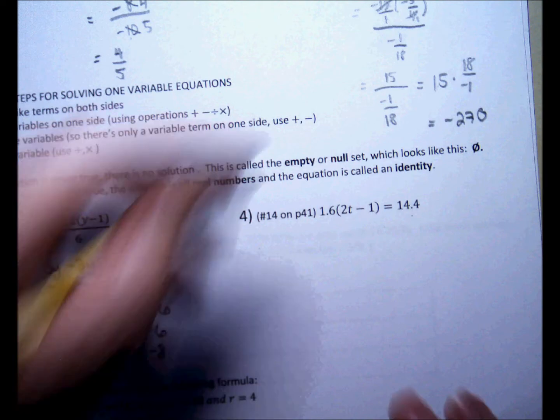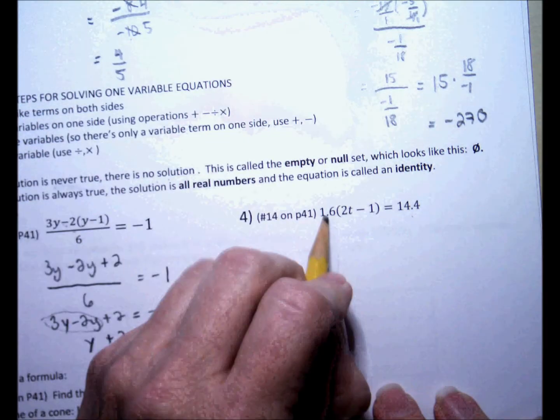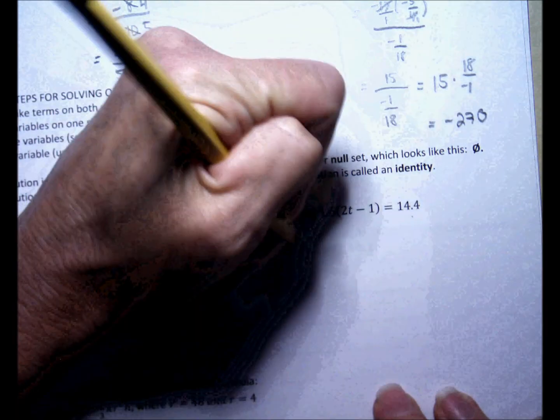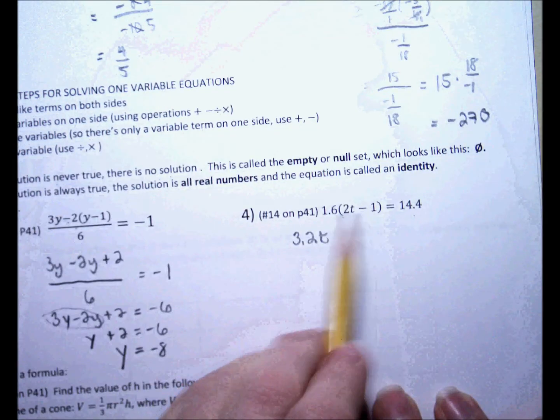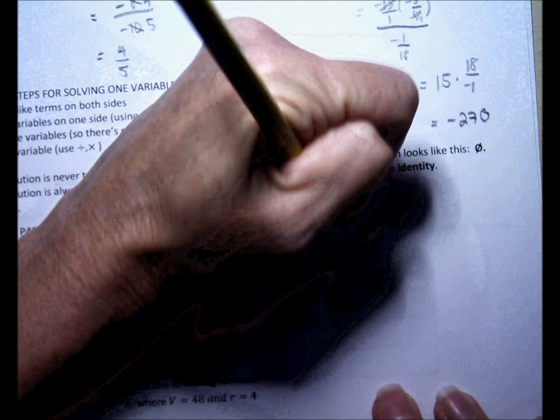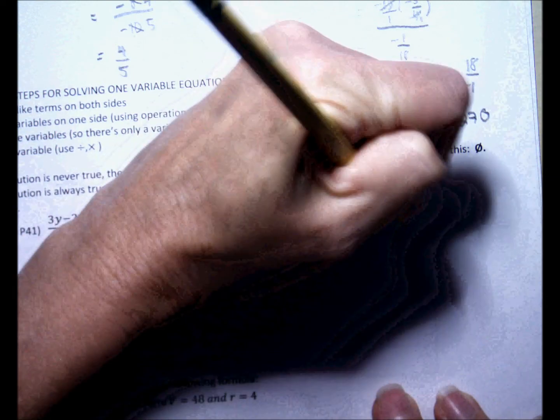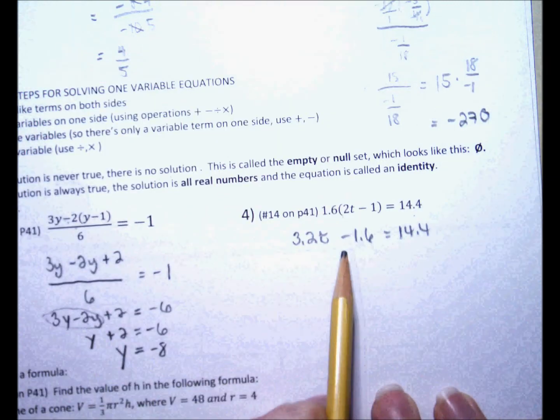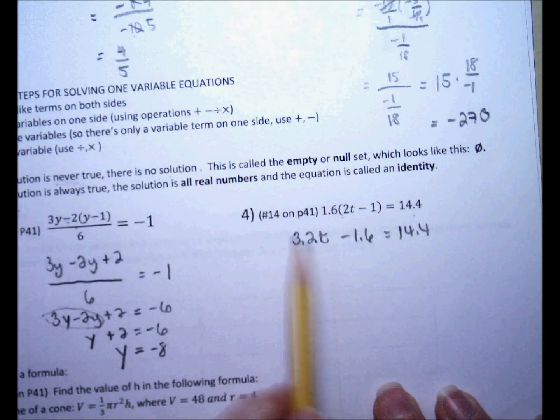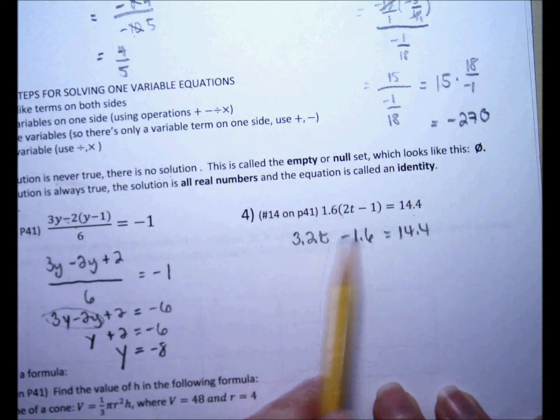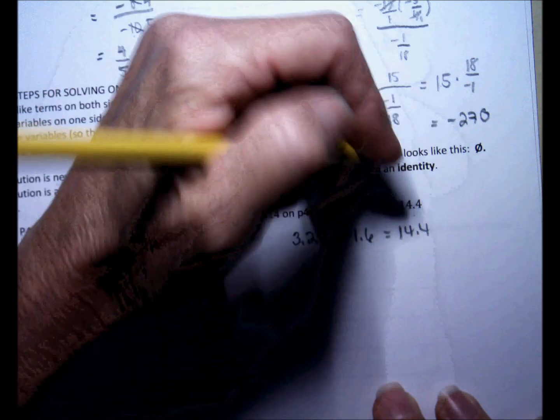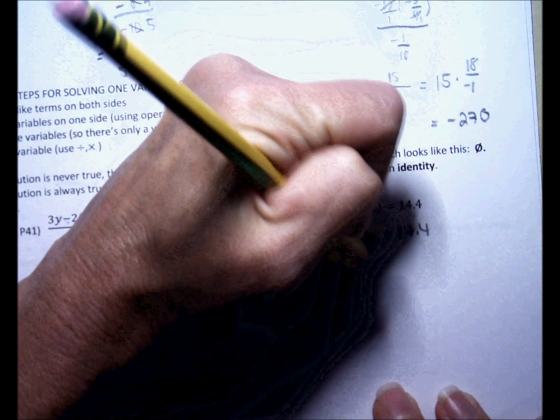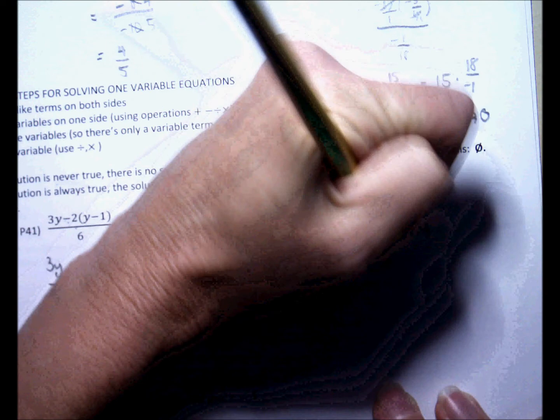Okay, now I'd like to make this a U-Try, so go ahead and pause and then come back and see what I did. There are two ways you could do this. You could either divide both sides by 1.6, or you could distribute the 1.6. I'm going to distribute the 1.6. 1.6 times 2 is 3.2 times t. 1.6 times negative 1 is negative 1.6.